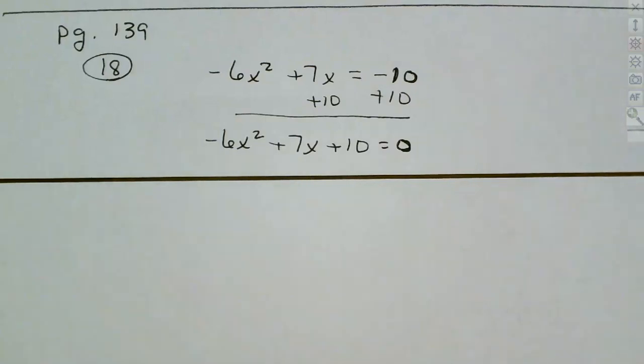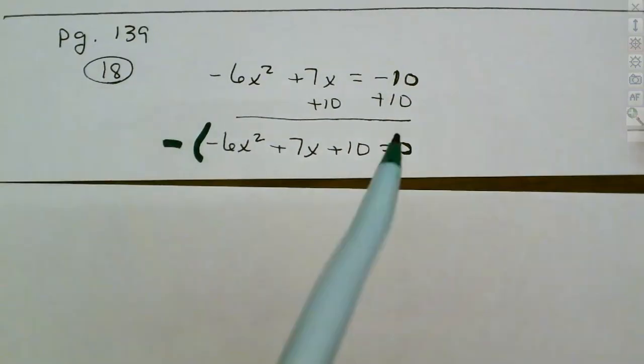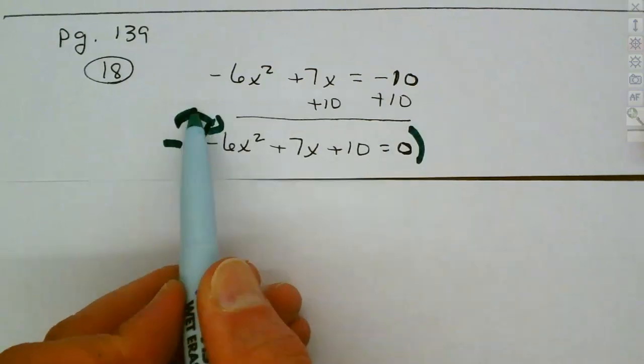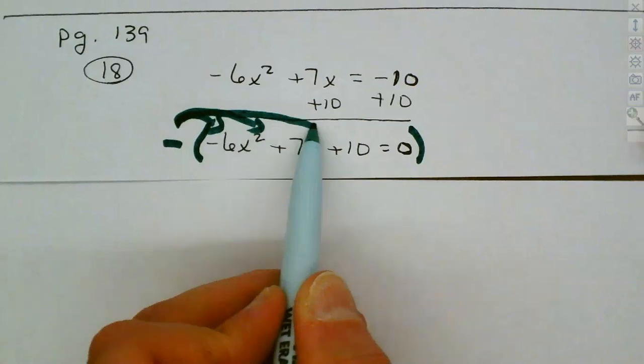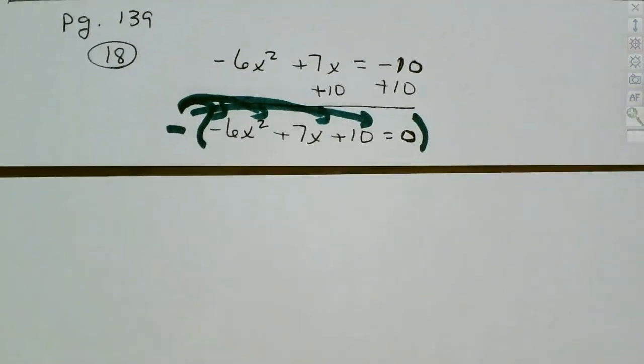So my x squared right now is negative, so let's switch our signs around. I'm going to multiply and distribute through a negative in front. That is going to make sure that the x squared is positive. You just want to do that so that it's easier to work with. So that's the first thing I'm going to do.